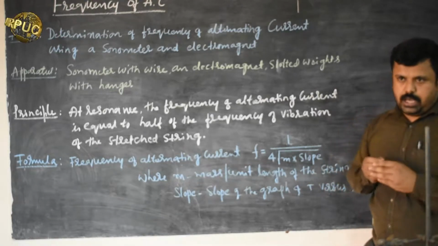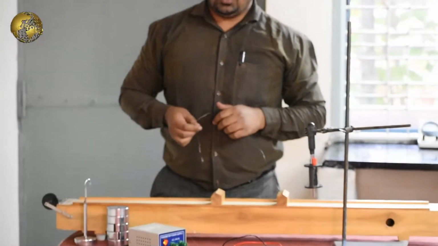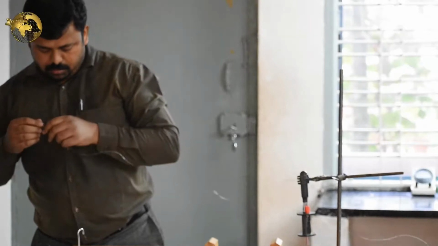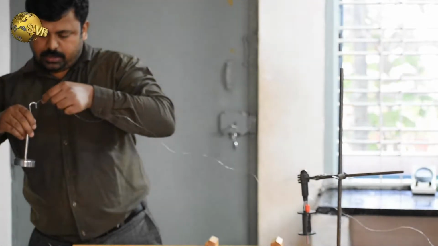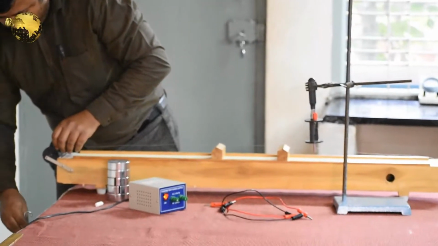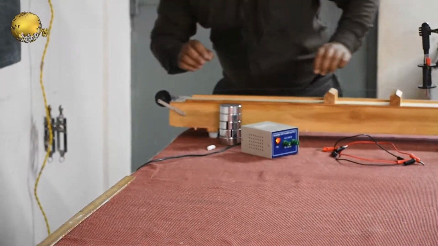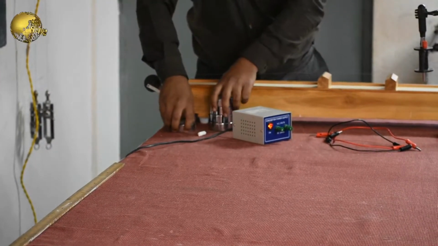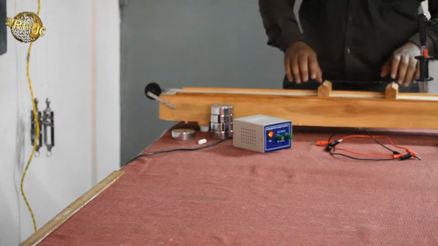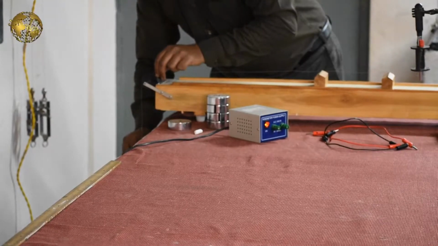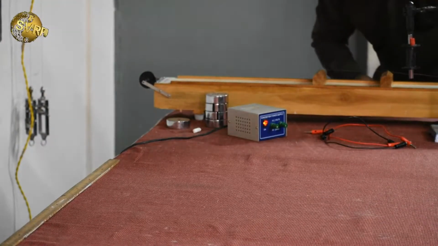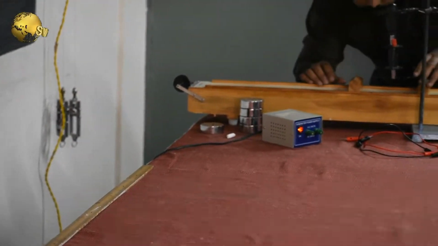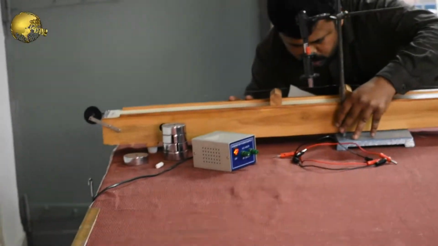Now let's move on to the experimental procedure. Let's start with the experiment. We have the stretched string. Each time I will apply a tension to it. For the first time I am applying 500 grams of mass, which includes the hanger. Each time I keep on increasing by 500 grams, and the resonating length, that is the vibrating length, also changes. So first we'll start with the 500 gram weight. I fix this electromagnet at 50 centimeter on the sonometer board.